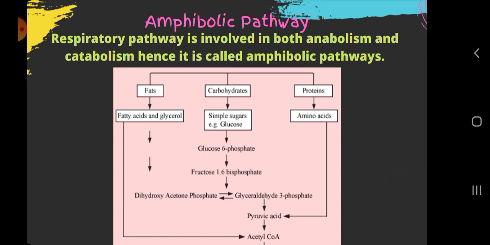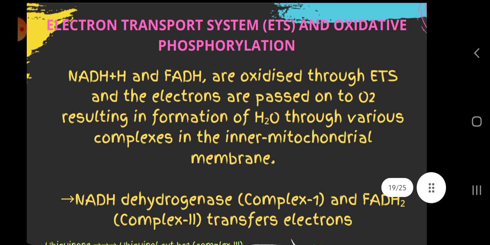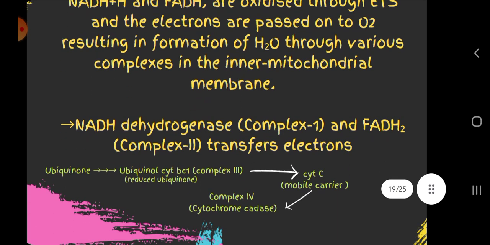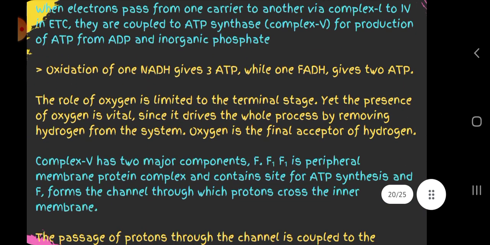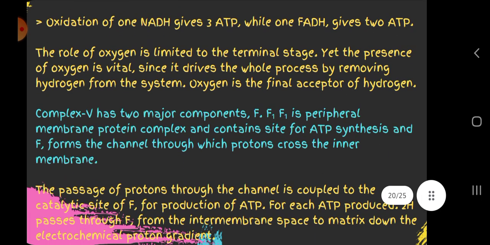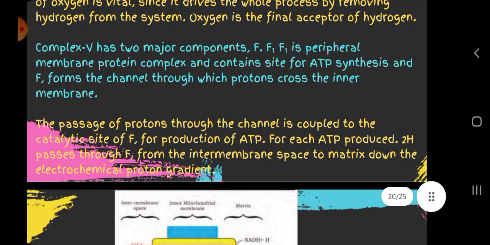Amphibolic pathway: the respiratory pathway is involved in both anabolism and catabolism, hence it is an amphibolic pathway. ETS and oxidative phosphorylation: NADH dehydrogenase and FADH2 transfer electrons. When electrons pass from one carrier to another through complex 1 to 4 in ETC, they are coupled to ATP synthase. Oxidation of 1 NADH gives 3 ATP. The role of oxygen is limited to the terminal stage.